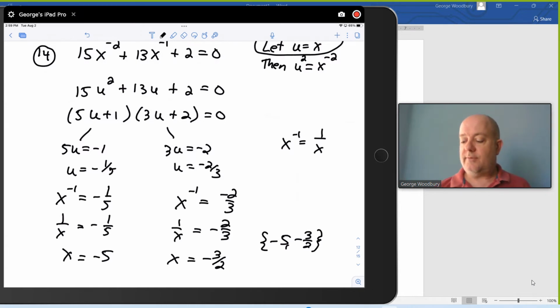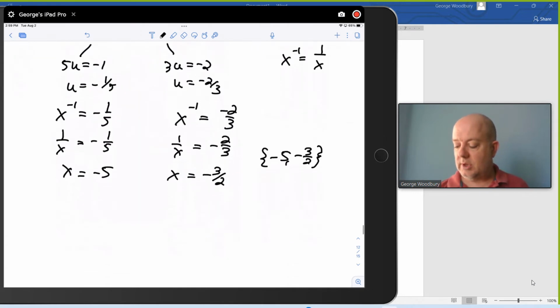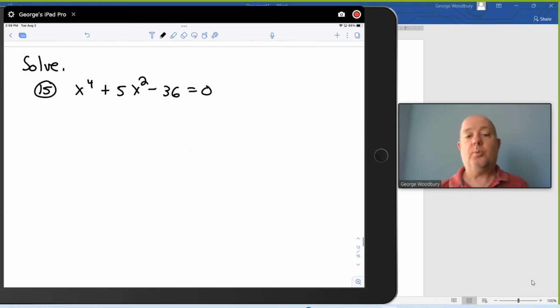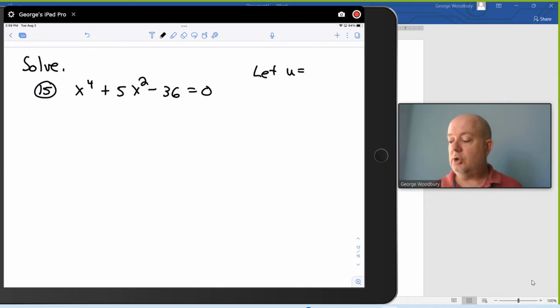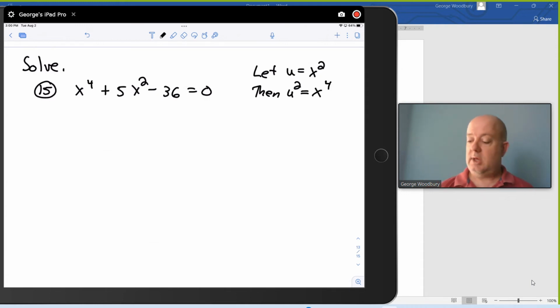So again, in the first one, we took a look at u equals x to the 1/3 power. Here, we used x to the negative 1 power. The third example, we're going to let u be x squared, that middle variable term. If we square it, we get x to the 4th. That tells us what we want to use for u. Let u equal x squared, then u squared will be x to the 4th power. And we've got u squared plus 5u minus 36 equals 0.